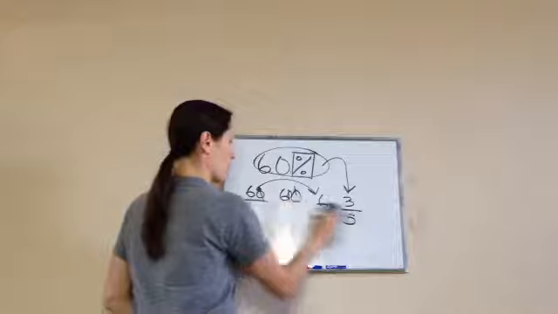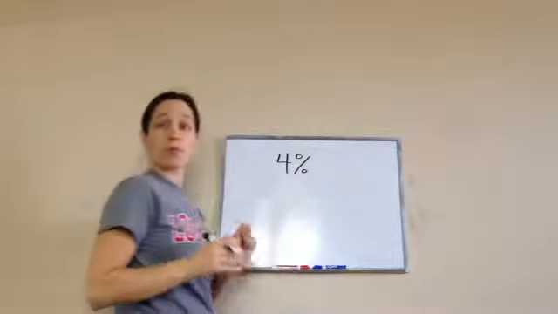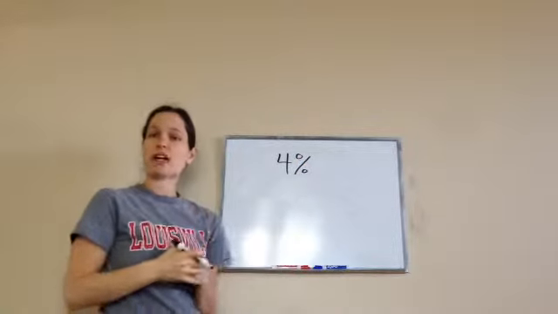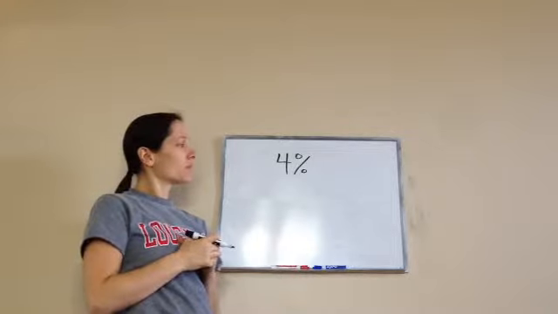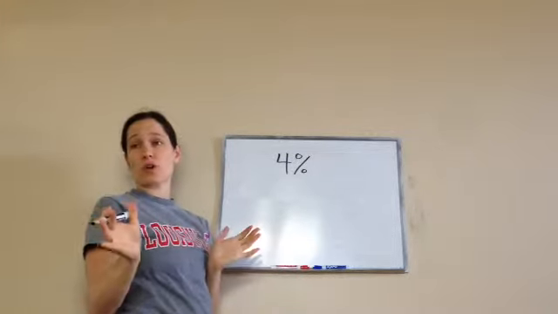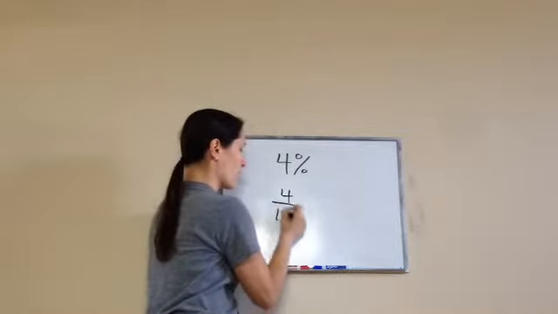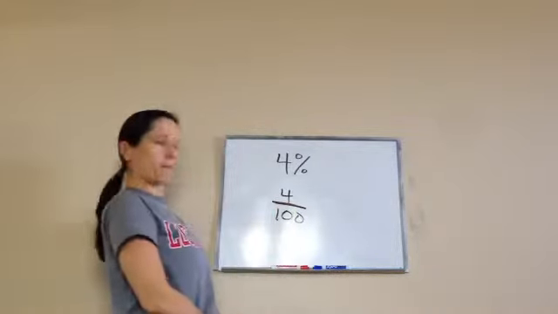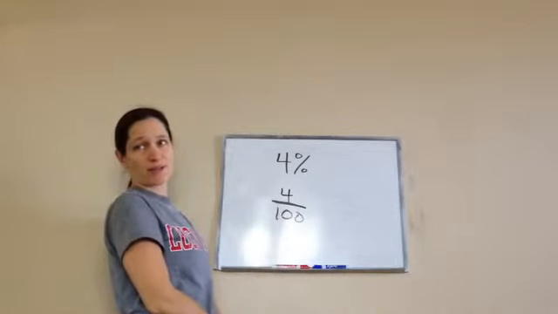Let's try one more. They want us to find what is 4% as a reduced fraction. How would I write it as a fraction, first of all, starting off? 4 over 100. 4 per 100. Can I cross anything out like that easy way? No, that would have been cool, huh?